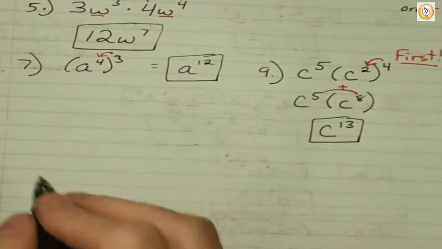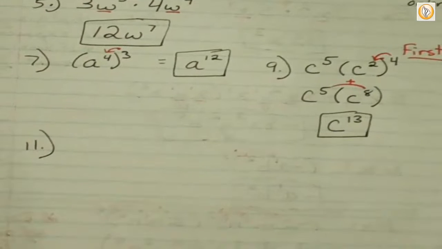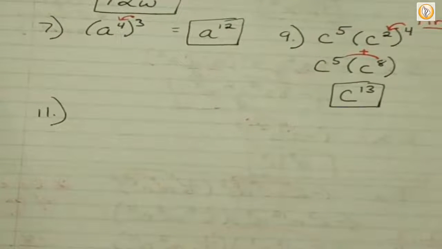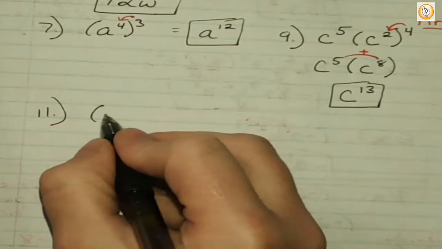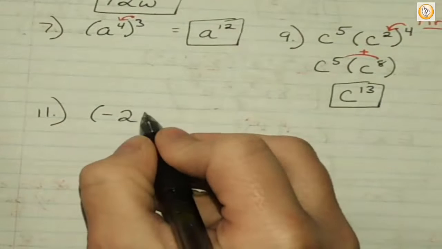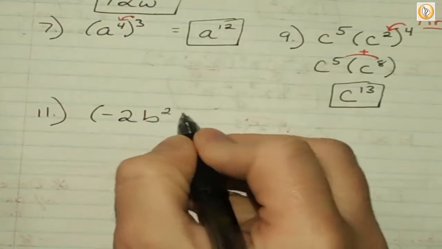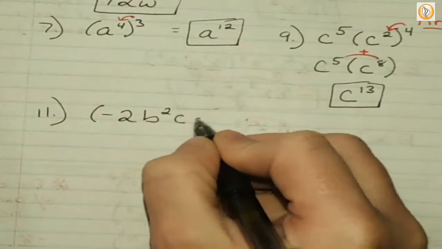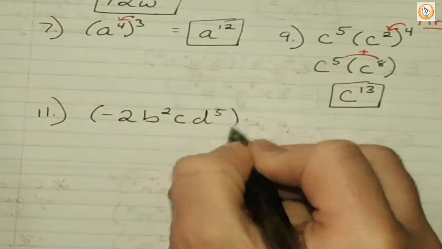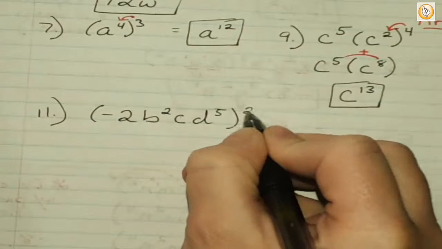All right. Number 11. See, Whit told you we're going to do a lot. And I do every year. Negative 2b squared c d to the 5th power, all to the 2nd power.